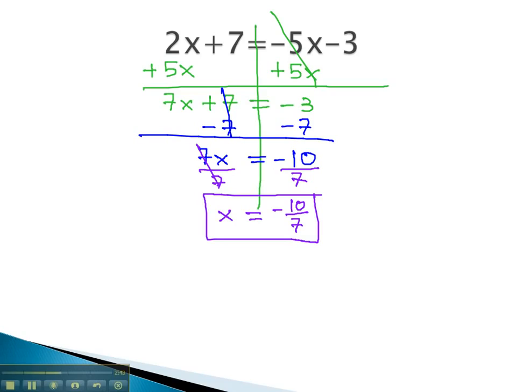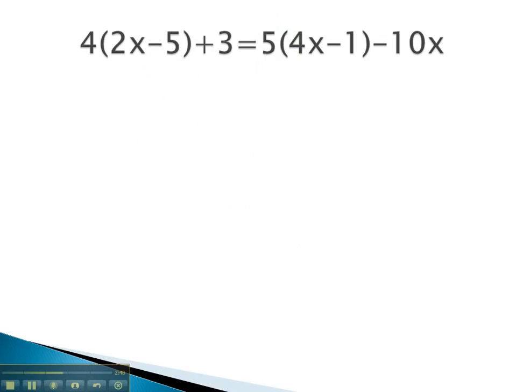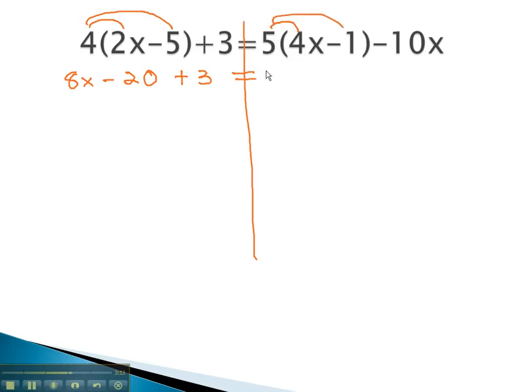Let's take a look at another problem then, a problem which we have to simplify first before we can get the variable on one side. Again, we will always split at the equal sign, but this time we must simplify first. On the left side, we can distribute the 4 through the parentheses. When we do, we have 8x minus 20, and then at the end a plus 3. On the right side, we can distribute as well, giving us 20x minus 1 minus a 10x.